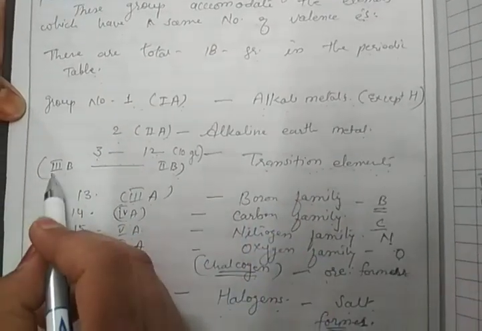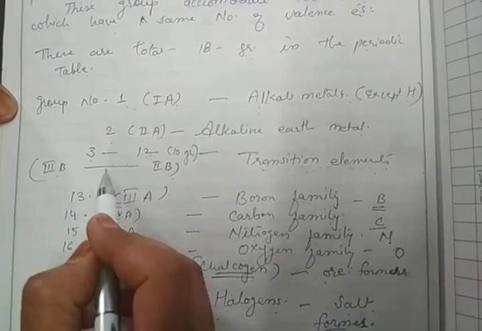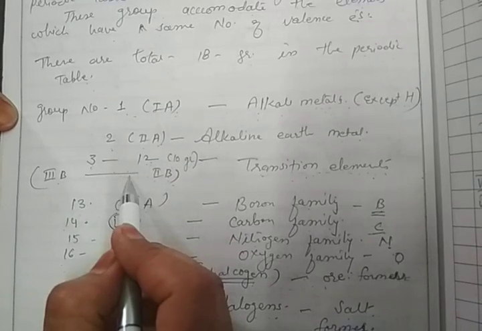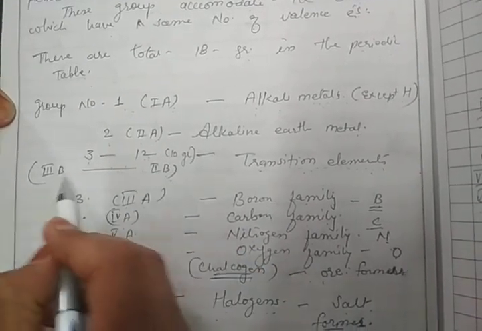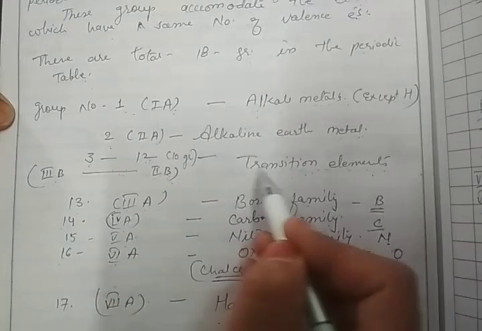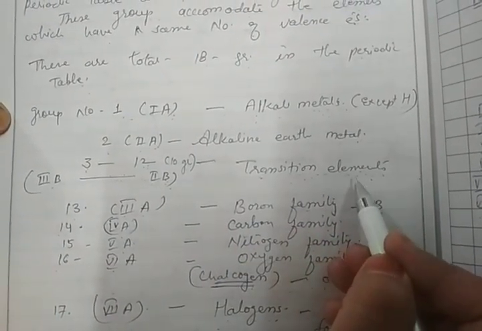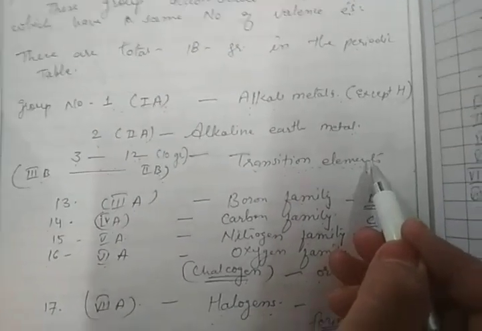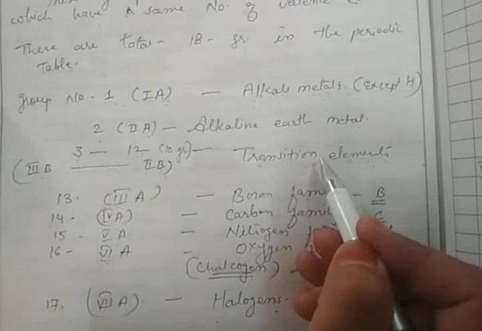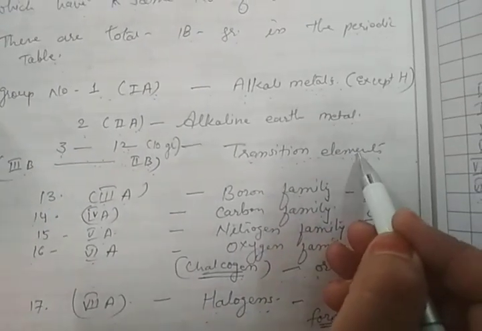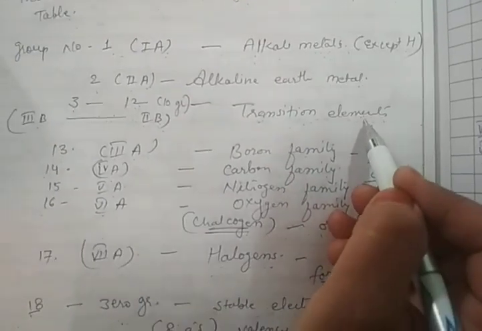Their arrangement is as follows: 3rd B, 4th B, 5th B, 6th B, 7th B, 3 columns for the 8th group, then the 1st B and 2nd B. All the elements of these 10 groups are known as transition elements or transition metals. Transition metals because they are metallic in nature. The word transition means they have the two outermost shells incomplete. That's why they are known as transition elements.